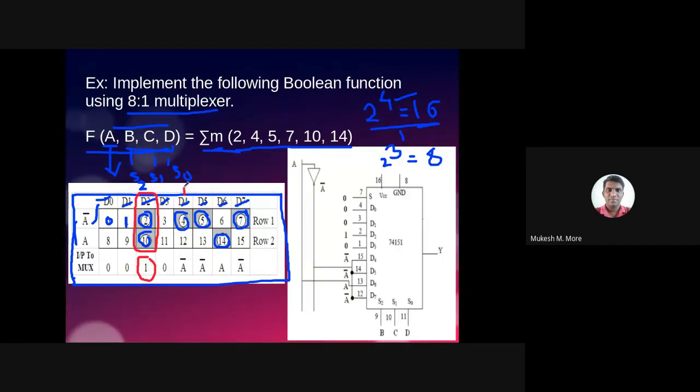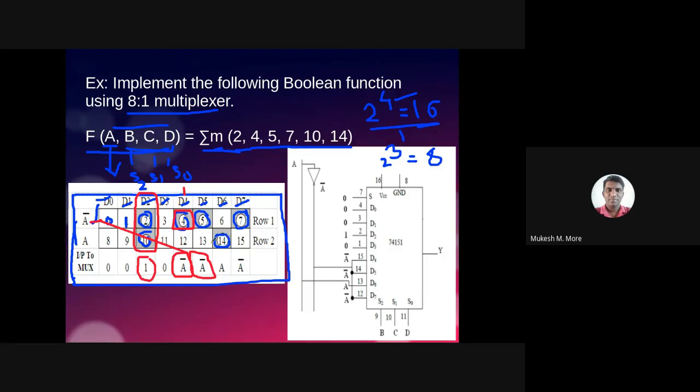Now column number D4. In this there is a single circle, which is at row A bar. Then I have to write the respective row name, that is A bar. I am writing A bar because this 4 is present in A bar of D4. Similarly for next, in the D5 column, A bar is there. I am writing A bar.